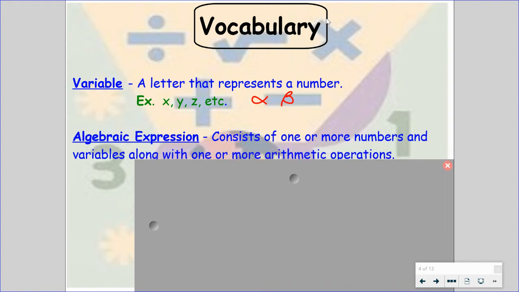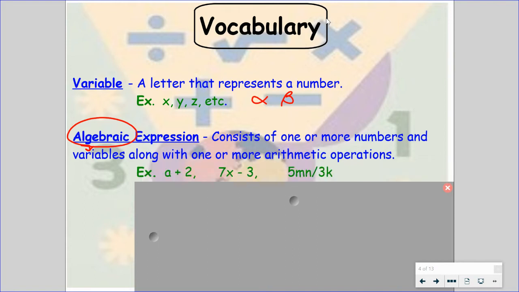Now, algebraic expressions consist of one or more numbers and variables. That's what makes it algebraic. It's going to have not just numbers, but variables, along with one or more arithmetic operations. For instance, a plus 2. You see a variable, you see a symbol, you see a number. It has variables and numbers in it. 7x minus 3, or even 5mn over 3k.